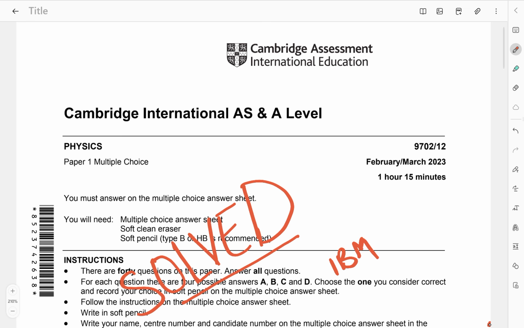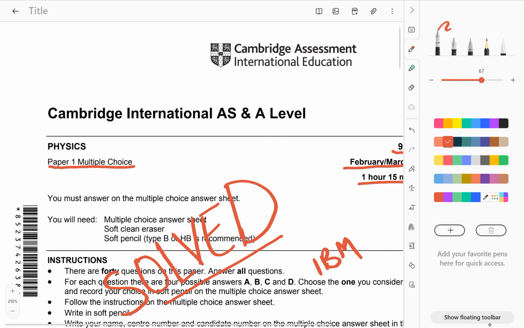Today, I'm solving paper 1 multiple choice. This is February-March 2023. The paper is 1 hour and 15 minutes. It is actually 9702112. I'll not take much time because it is a very short paper. It is just multiple choice, 40 multiple choice questions, which we can solve in a short period of time.